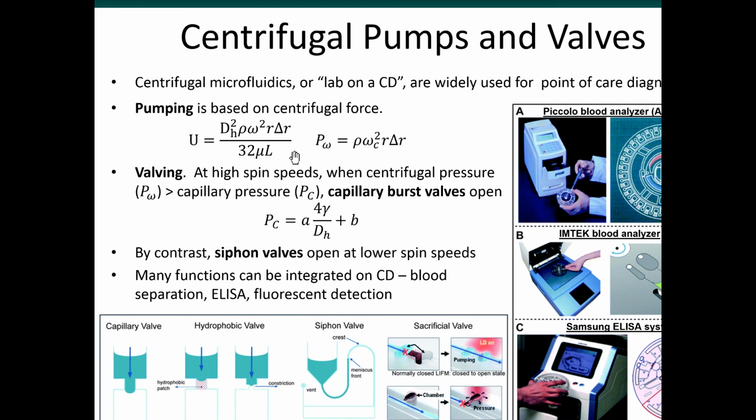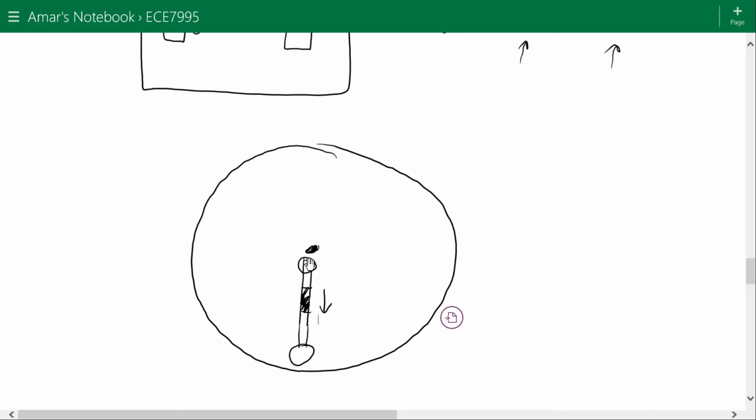All right, so the pumping is based on a centrifugal force. The velocity of this plug is equal to this formula here. This is the hydraulic diameter of the channel. This is the density of the medium. This omega squared is the rotation rate. Notice that this is squared, so when you get up to high rotational rates, you can generate very fast velocities, much larger centrifugal forces. These R terms have to do with how far the plug is away from the center of the CD, or the center of rotation.